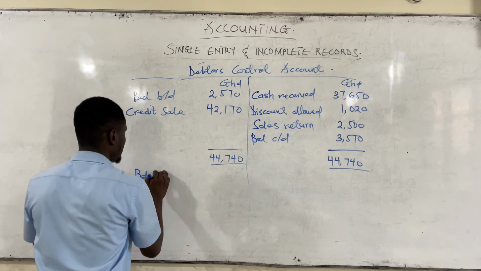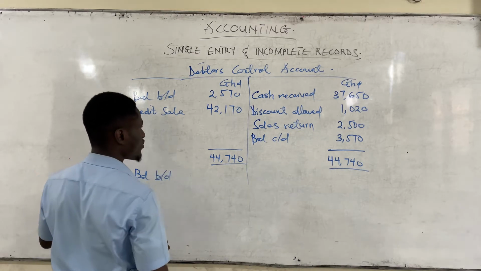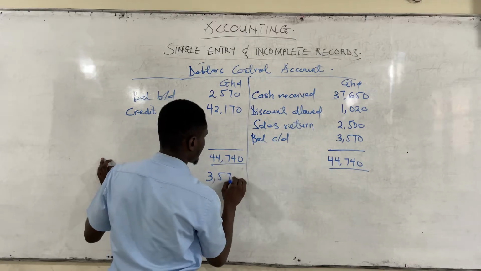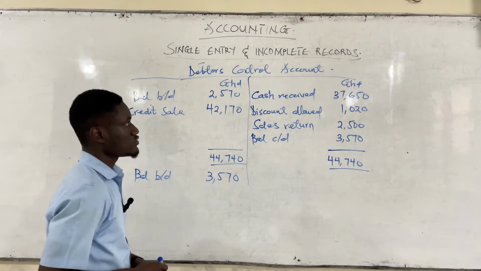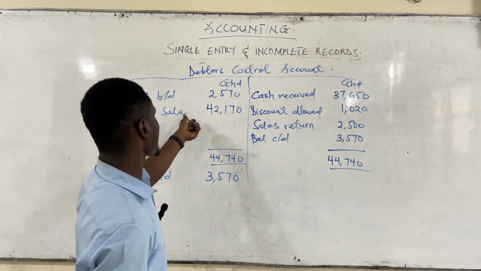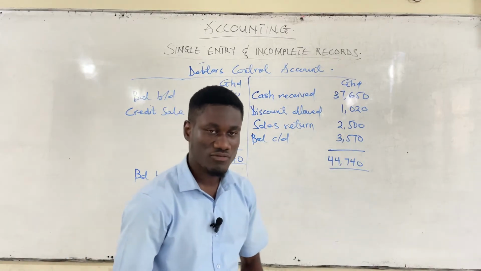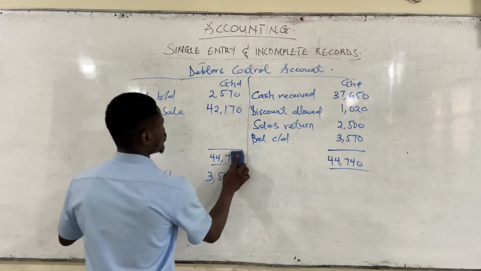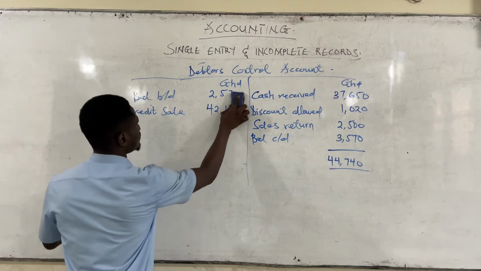We are just going to repeat our balance CD. We'll bring it forward. So our balance BD is going to be the 3,570 here again. So we are done computing for looking for our credit sale. Now we have to look for our credit purchases. So we'll open our creditors control account.